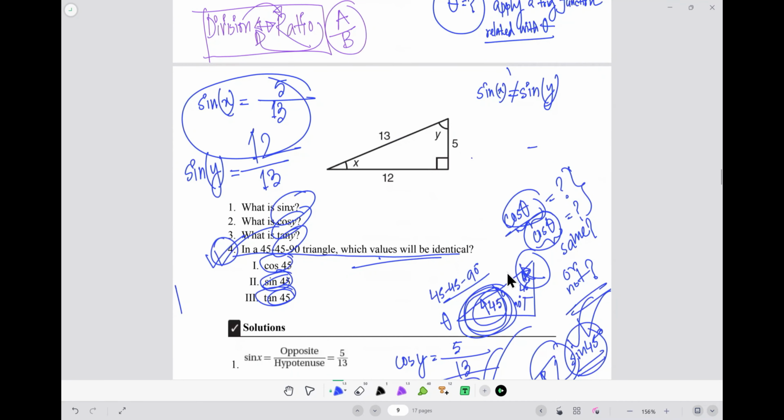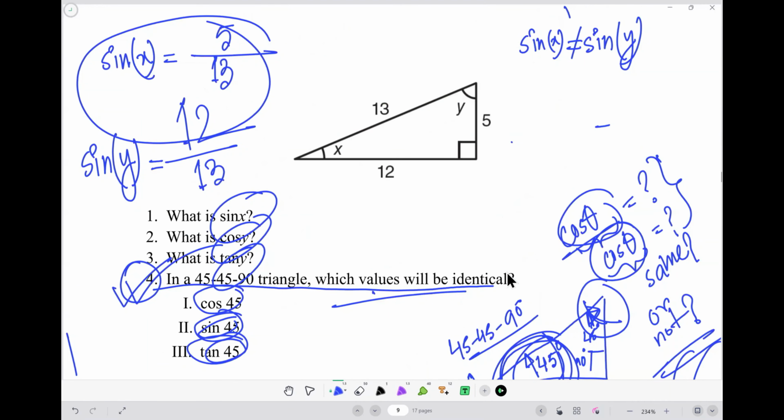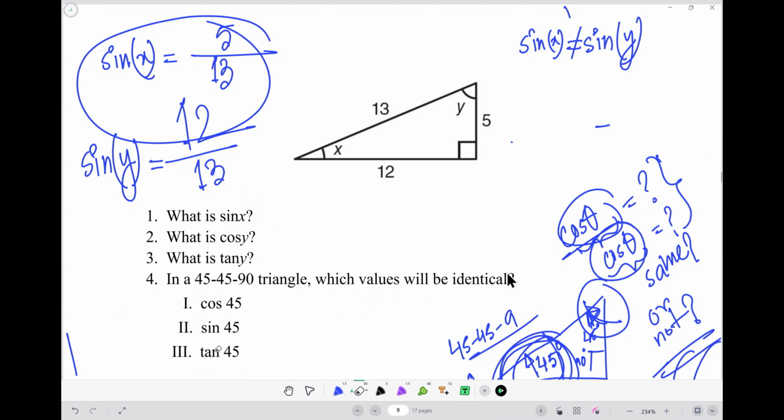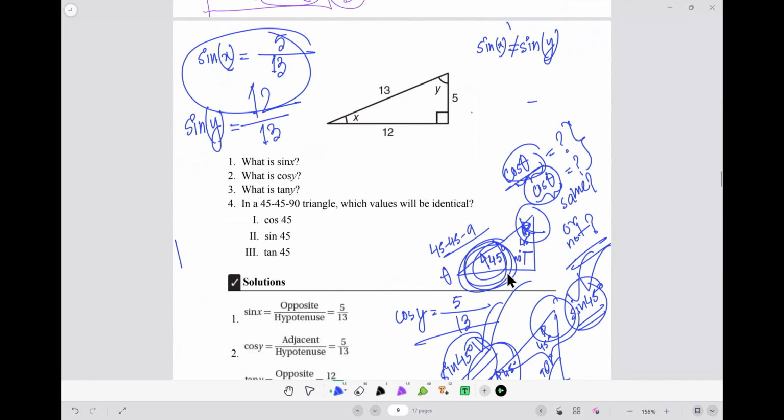Because this is our problem. In a 45-45-90 triangle, which values will be identical? We're just trying to solve this problem. Do you understand? Yeah. So what can you do, basically? Tell me, what can you do to solve this problem?